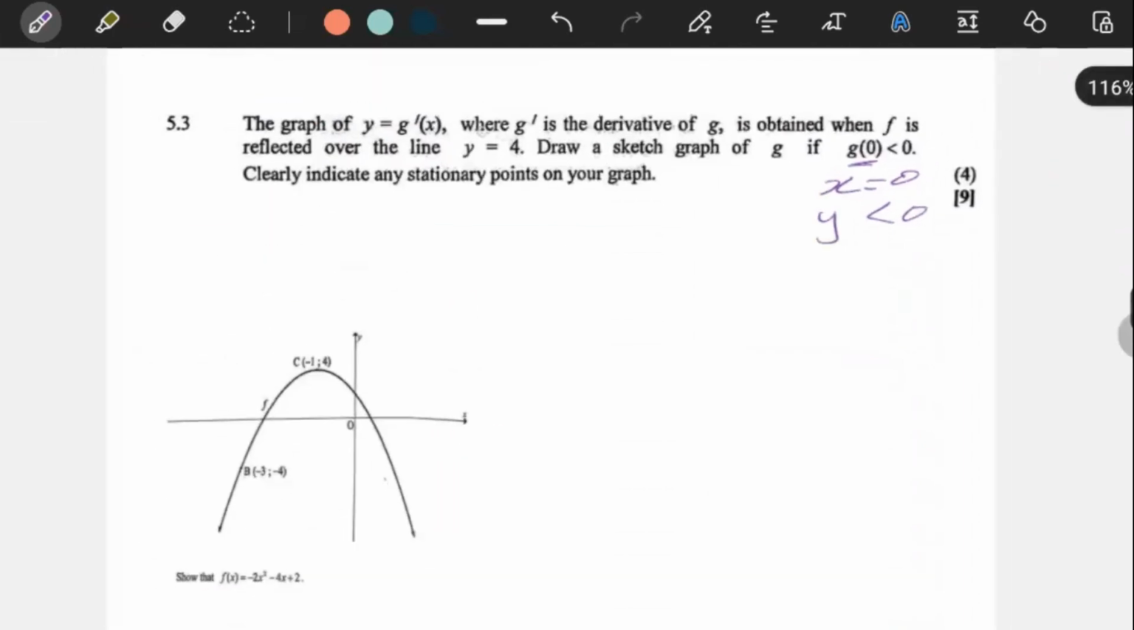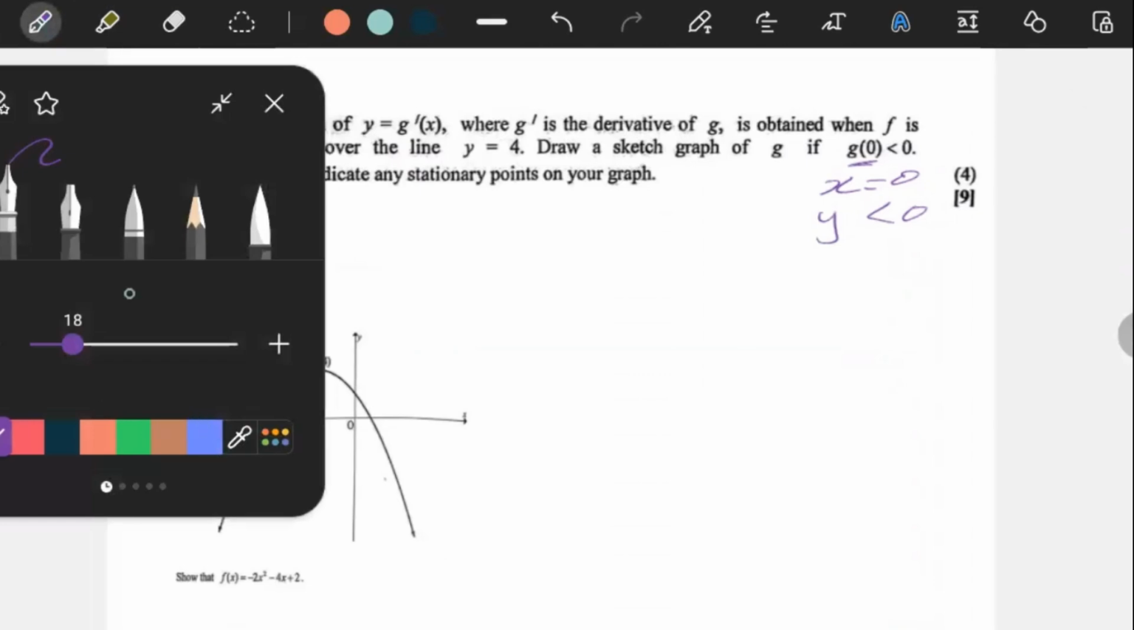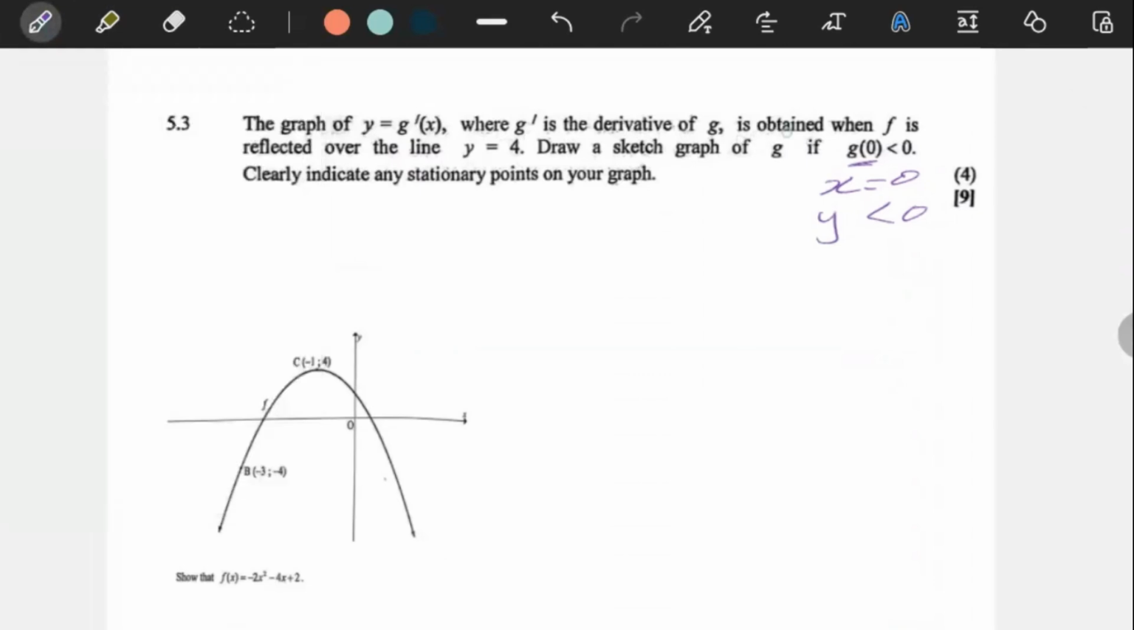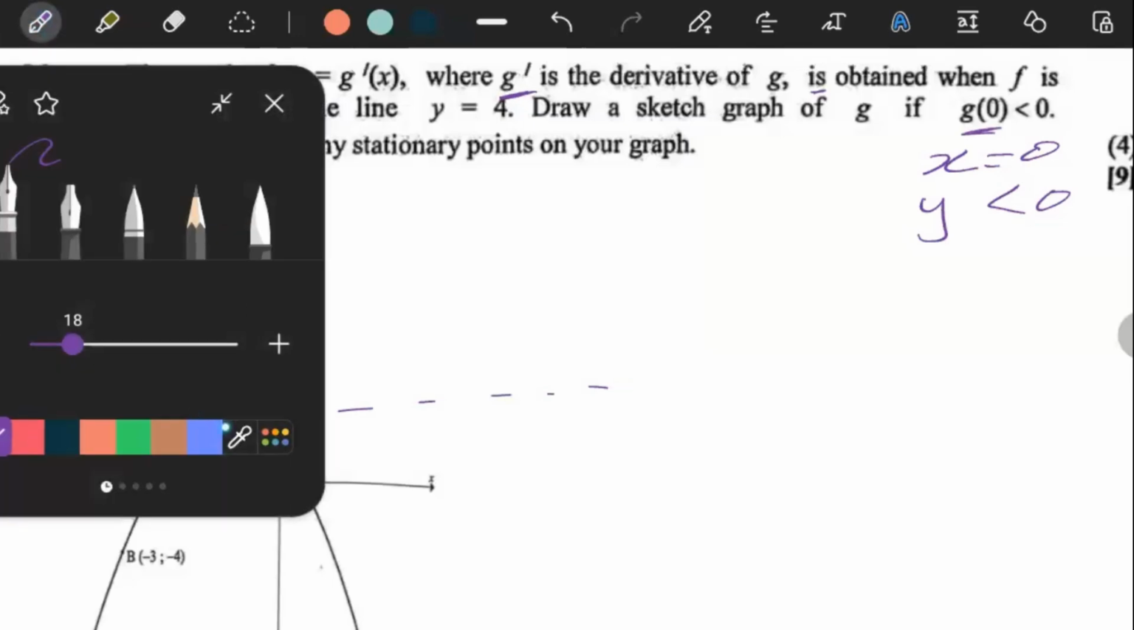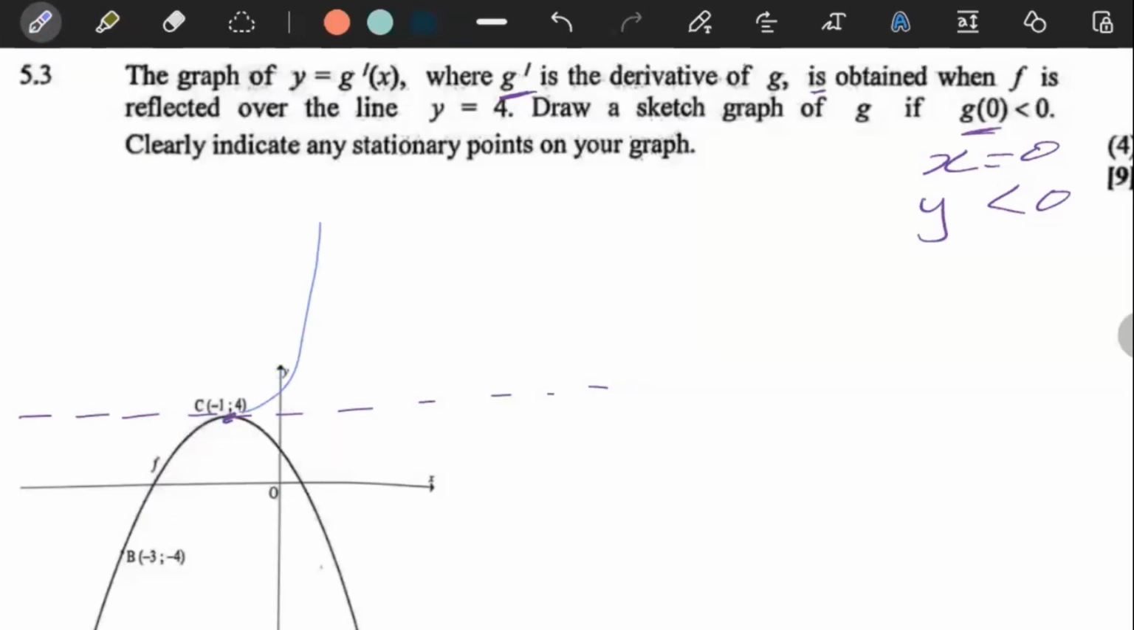They said the first derivative of g is obtained when f is reflected over the line y is equal to 4. So the line y is equal to 4 is this line here. It means the first derivative of g will be an image that looks like that. You see, this is the first derivative of g. They then said we should draw the graph of g.